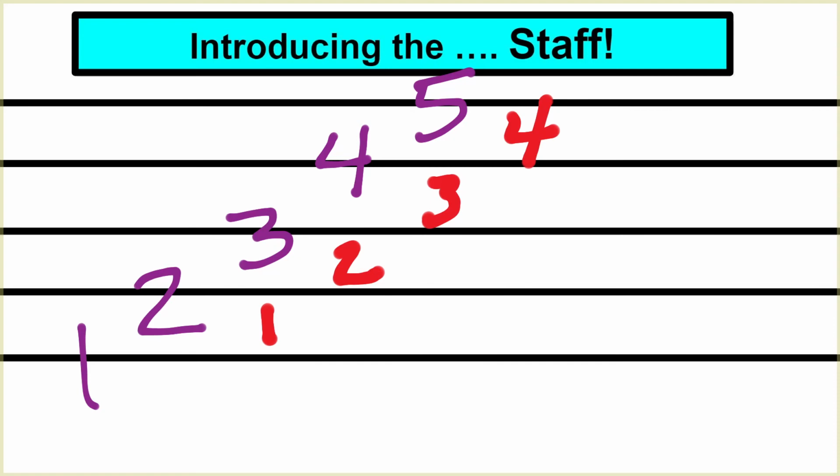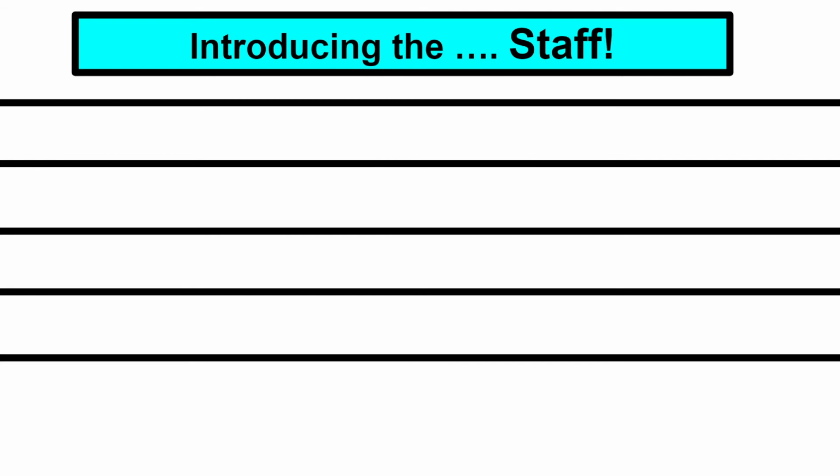So, pop quiz, hot shot. How many lines are on the music staff? 3, 2, 1, go. If you answered 5, you're correct. Pop quiz, hot shot. How many spaces are on the music staff? 3, 2, 1, go. There you go. Nice job. The answer is 4.